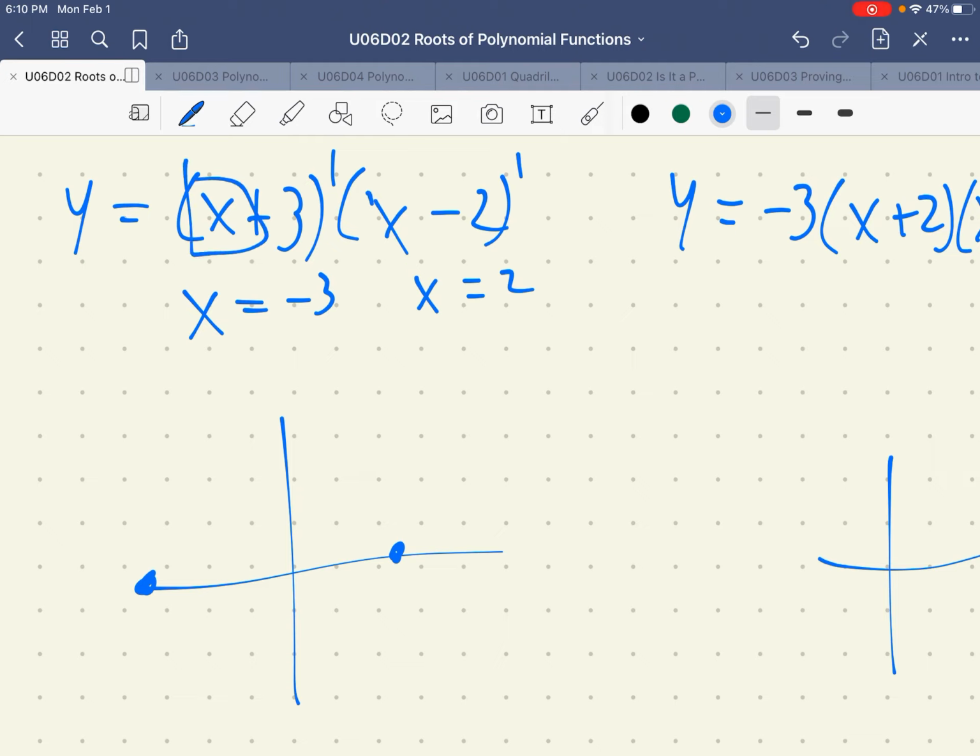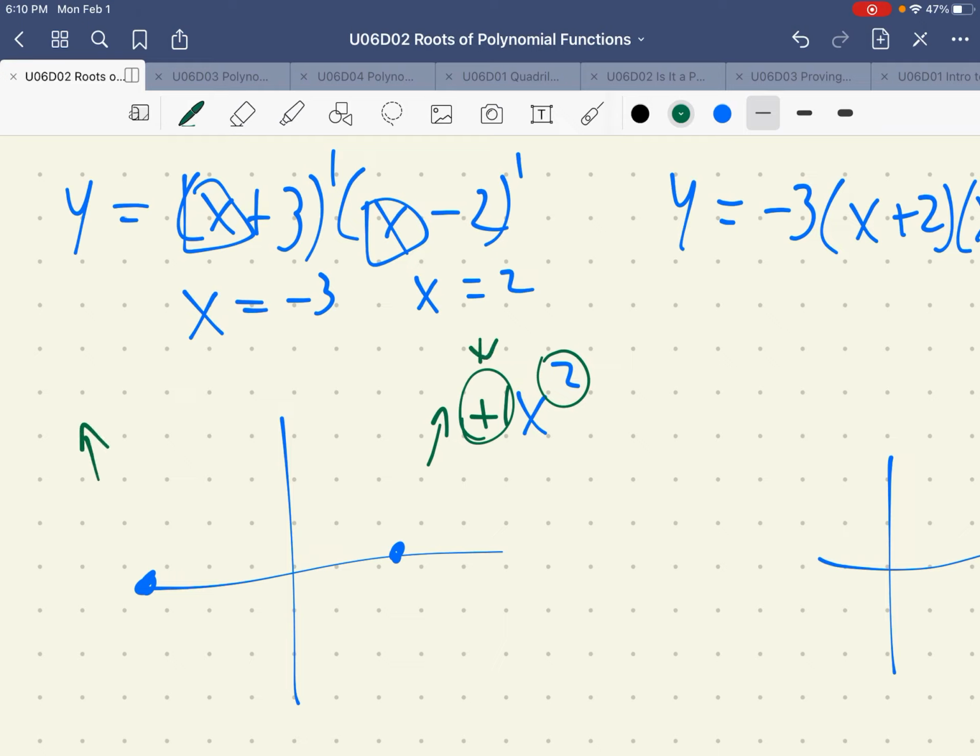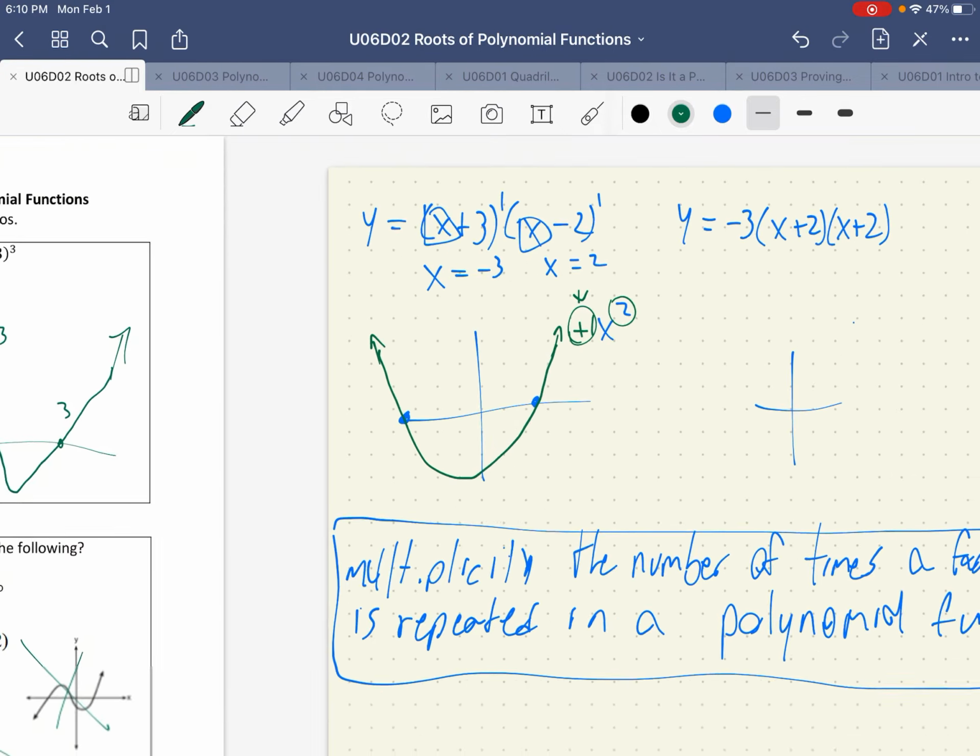If we were to multiply out the first term, the leading coefficient of all of our factors of this polynomial, we would get an x squared, which has a positive 1 for its leading coefficient, and it also has an even degree. We know that the graph is going to go up on the right because it is positive, and it's going to have the same end behavior on the left because the degree is even, and the graph will look something like this.